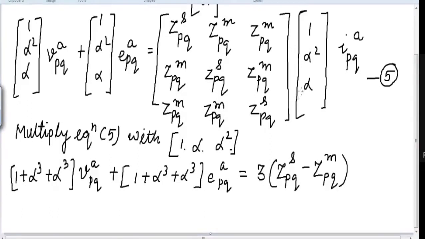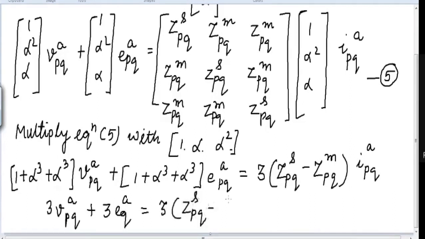Right? So 3 multiplied by this complete term multiplied by IPQA. So again, if you solve this, the value of alpha cube is 1, so 1 plus 1 plus 1 will be 3. 3 VPQA plus 3 EPQA is equal to 3 multiplied by ZPQS minus ZPQM multiplied by IPQA. So from here we can take 3 as a common term.